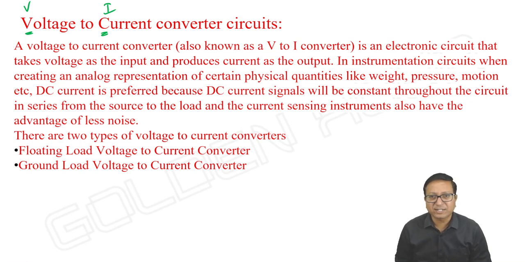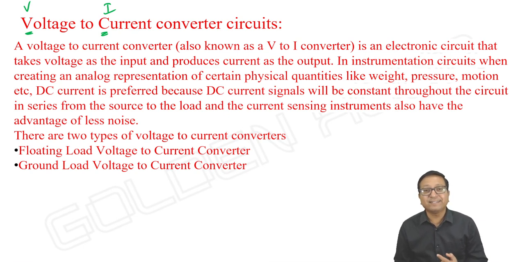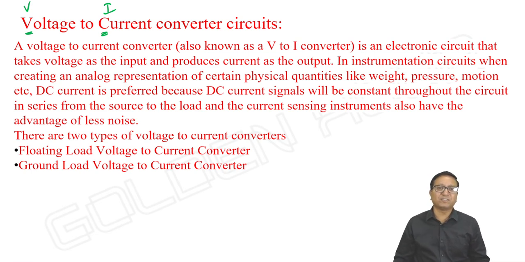A voltage to current converter is an electronic circuit that takes voltage as input and produces current as output. In instrumentation circuits, when creating an analog representation of physical quantities like weight, pressure, motion, etc., DC current is preferred because DC current signals will be constant throughout the circuit in series from the source to the load. Current sensing instruments also have the advantage of being less noisy compared to voltage sensing instruments. That's why we use voltage to current converters in such situations.